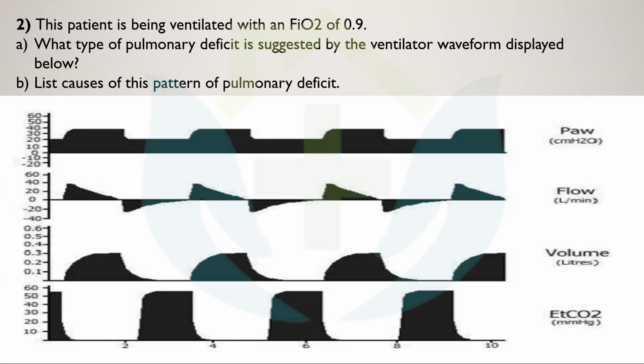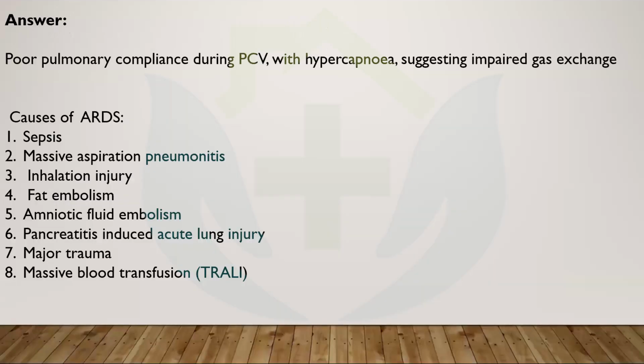Patient is being ventilated on 0.9 of FiO2. That means his oxygen requirements are very high. This is a typical ventilator graphic for a patient who is being ventilated for ARDS. So causes of ARDS: sepsis, aspiration, inhalation, fat embolism, amniotic fluid, pancreatitis-induced, intratracheal. So many causes of ARDS.